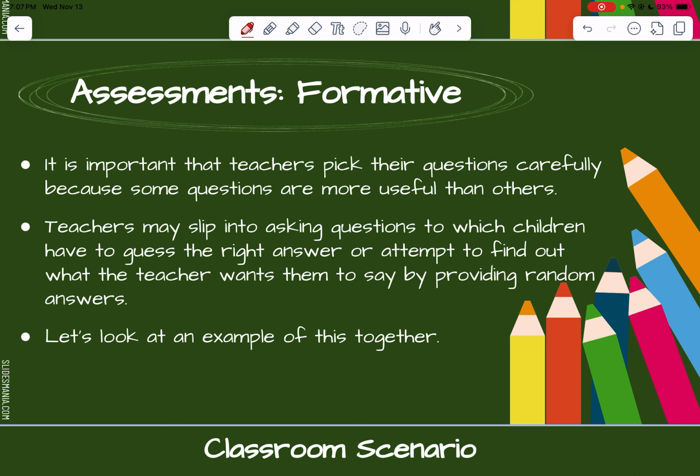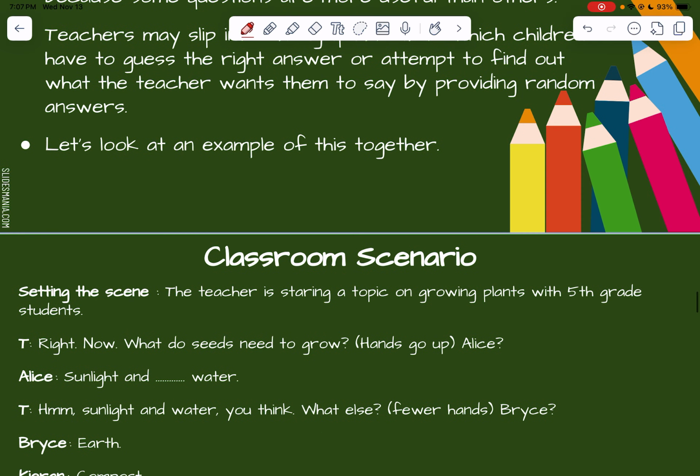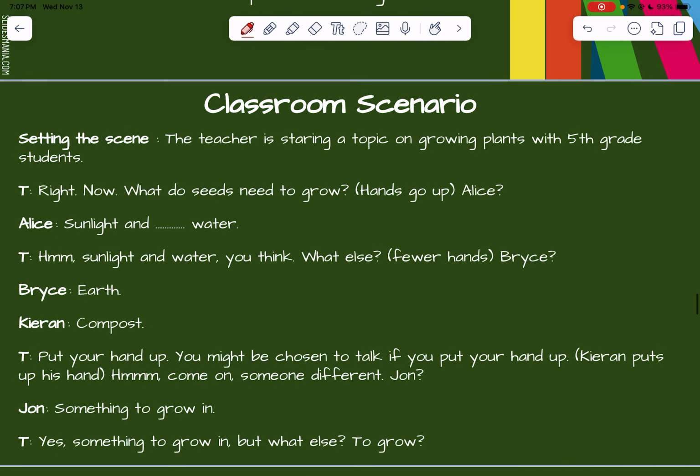So let's look at an example of this together. So we're going to read through this classroom scenario, setting the scene. The teacher is starting a topic on growing plants with 5th grade students. Teacher: Right. Now, what do seeds need to grow? Hands go up. Alice: Sunlight and water.